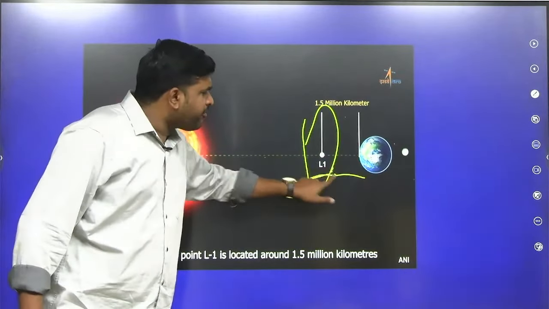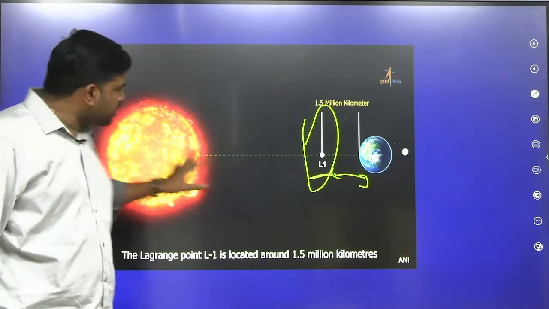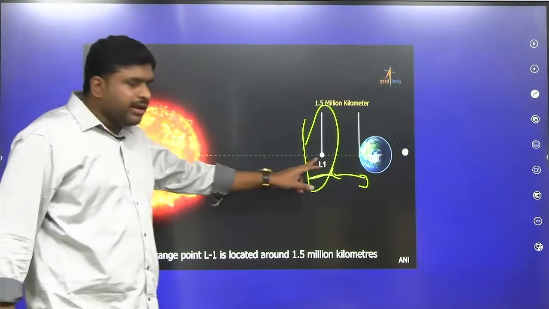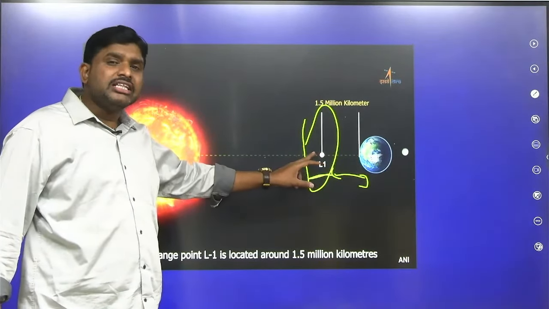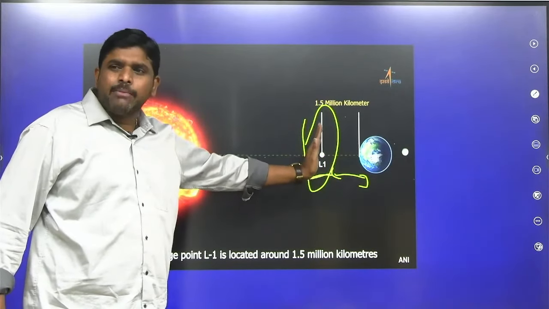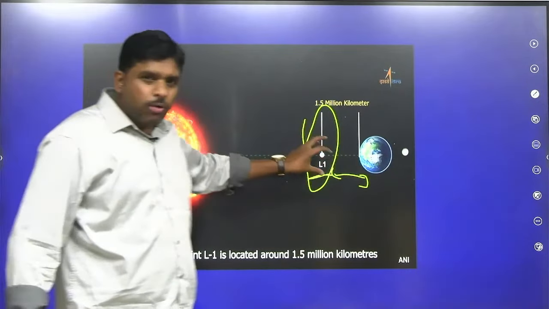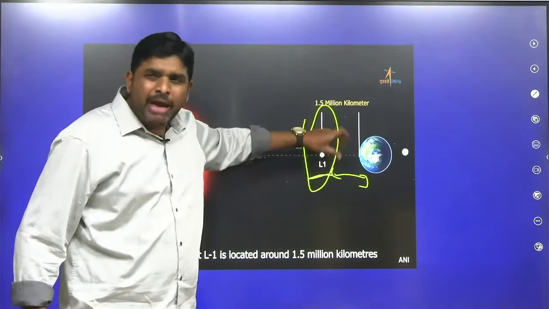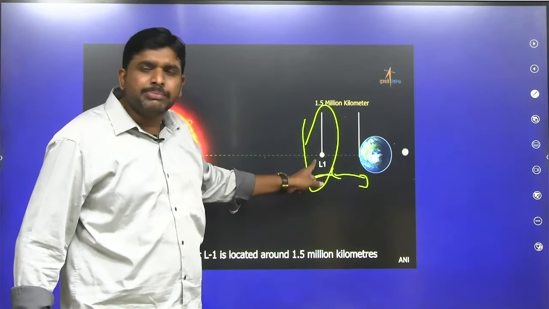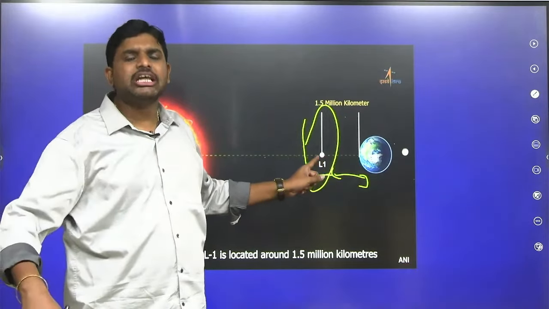It is nearly 1.5 million kilometers from the earth, and it will be looking at the sun. This is what is in the news. Earlier, when we launched the Aditya L1, it was not fixed. The satellite didn't come onto the L1 point and did not fix itself. So ISRO maneuvered it so that it would be stabilized at this particular point called the Lagrange point. Hence it is in the news. It happened on January 6th.